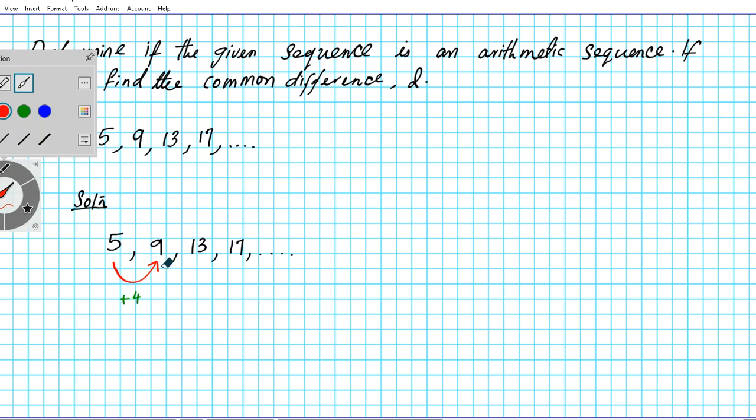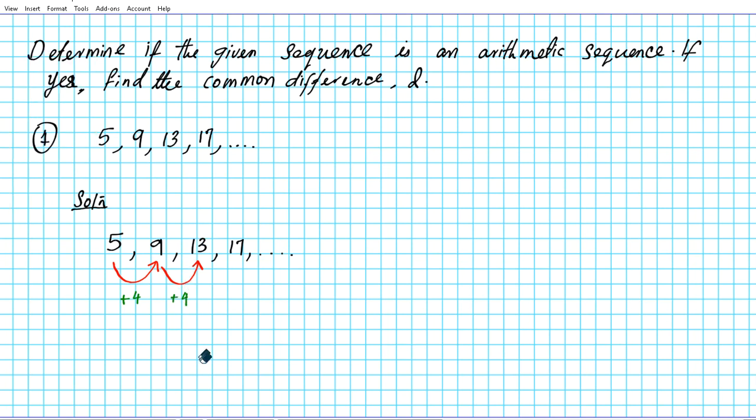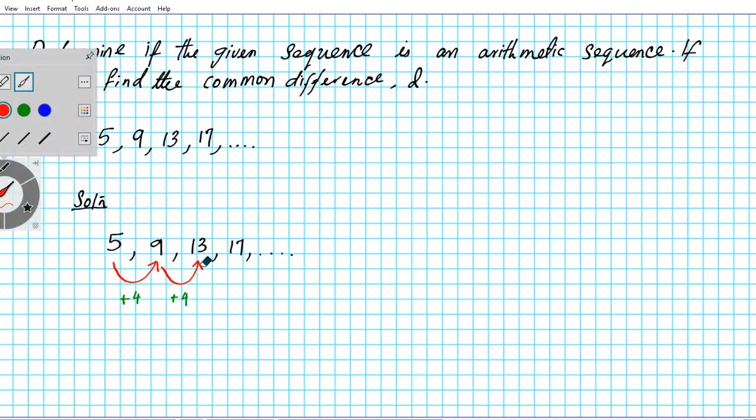Okay, now what if we want to go from the second term to the third term? What's the common difference there? All you do is just subtract 9 from 13, right? So how many units does it take you to go from 9 to 13? You add 4. Alright, so that's the common difference. And then if you want to go from 13 to 17, what's the common difference again? You add 4. Alright?